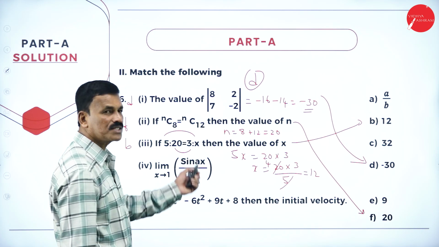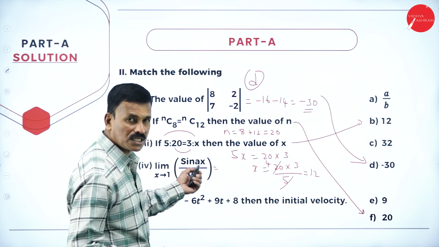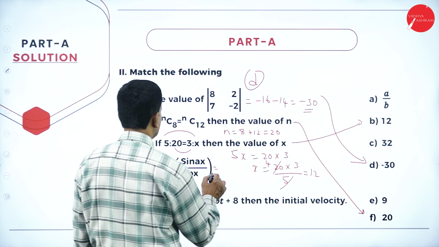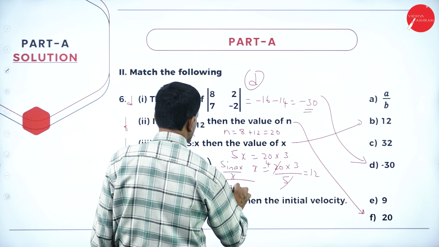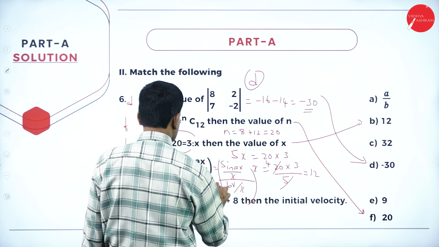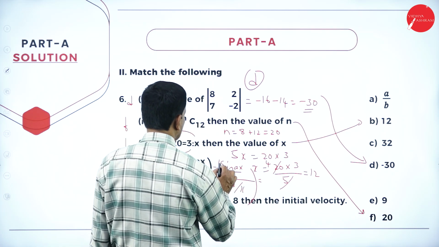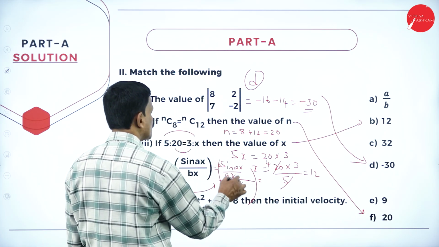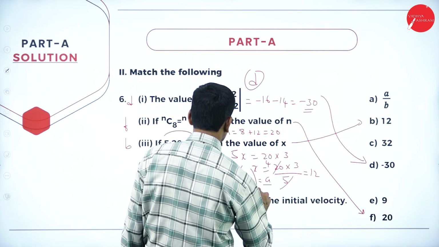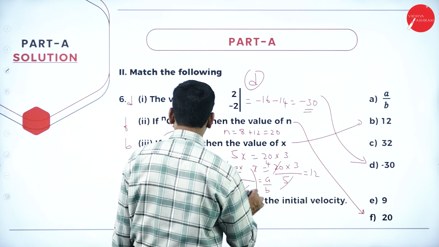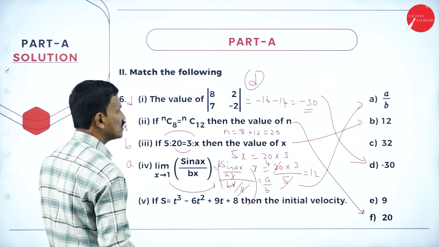And limit x tends to 1 of sin Ax by Bx. If you put x is equal to 1 and evaluate, so for this just divide both numerator and denominator by x, then what happens? Sin Ax divided by x whole divided by Bx divided by x when limit x tends to 1. Then just multiply and divide by A in the numerator. So sin Ax by Ax is nothing but sin x by x is 1, into A is A divided by B. X and x get cancelled. The answer for this is A by B, the first answer.